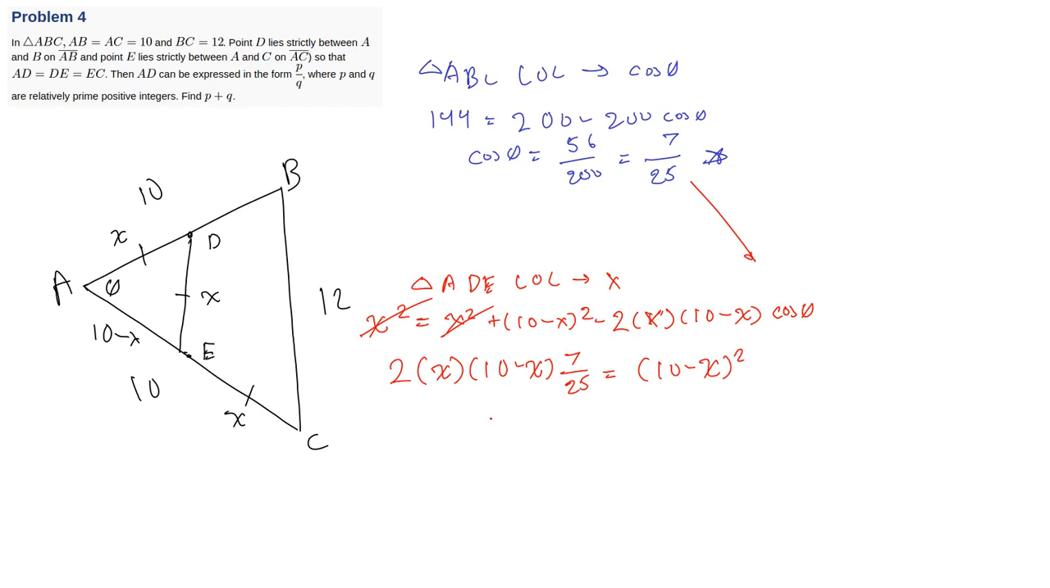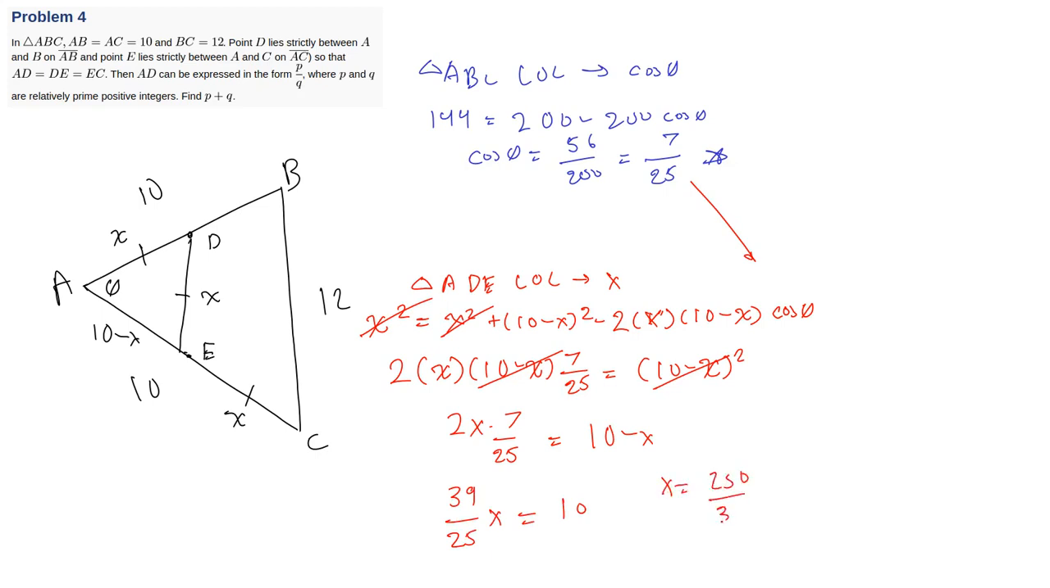Now if we do a little bit of cancellation, we know X is strictly greater than 0, and 10 minus X is greater than 0. So we can actually cancel these 10 minus X's. So we get 2X times 7 over 25 equals 10 minus X. We can add X to this side, so we'll get 25 plus 14, 39 over 25 X equals 10. And we should be able to quickly move everything over.